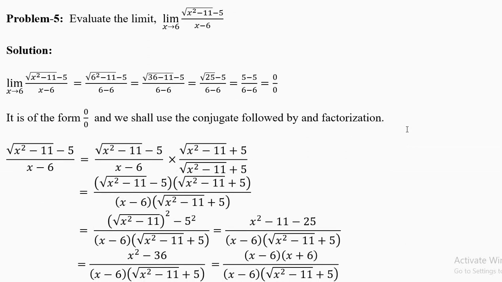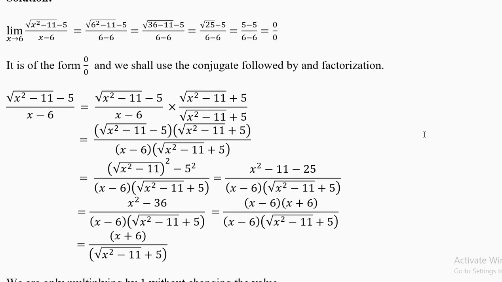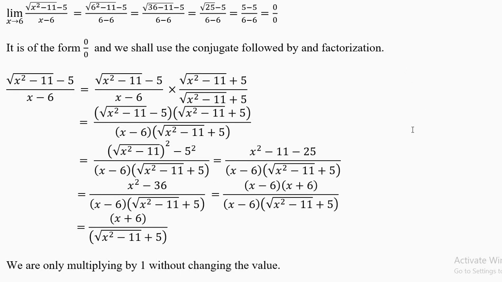Now let's do the fifth question. First put x equal to 6. 6 square minus 11, 36 minus 11, 25. Square root of 25 is 5. 5 minus 5 is 0. 6 minus 6 is 0. You have the 0 by 0 problem. So you have to use the conjugate.